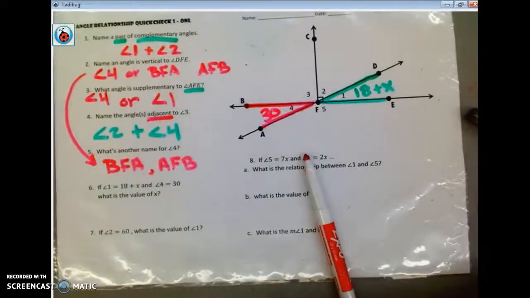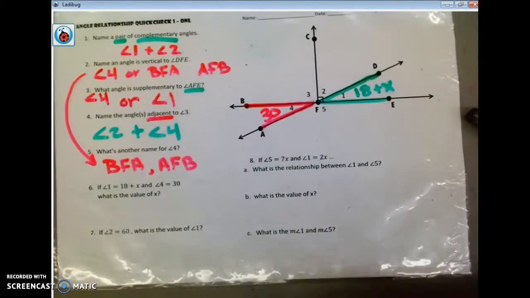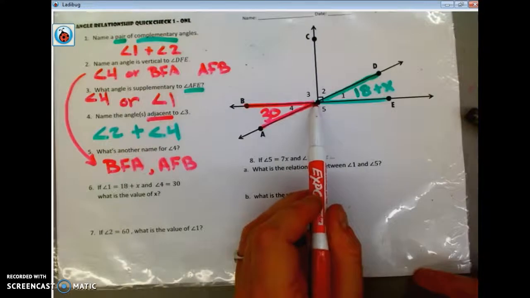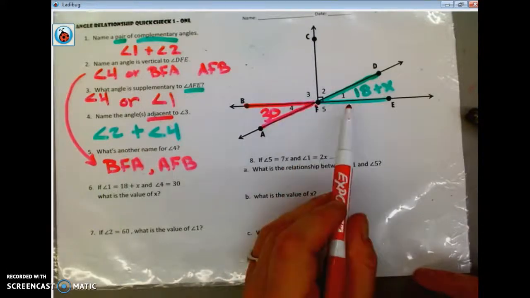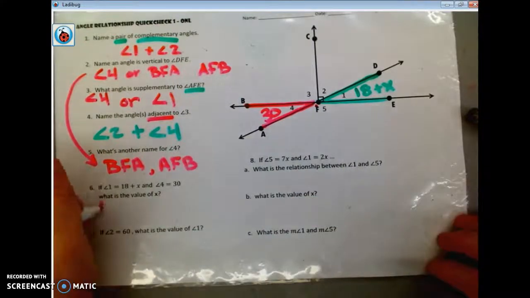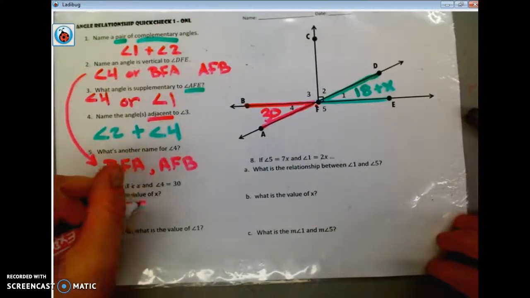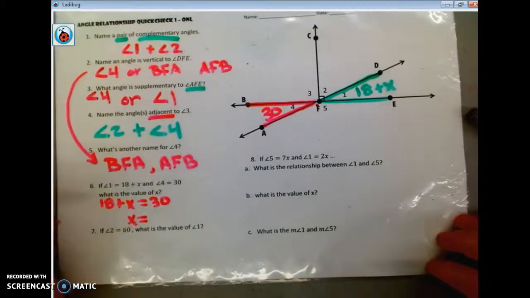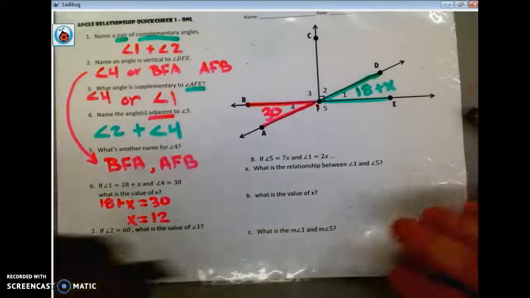Well, they're not next to each other and forming a straight line, so they're not supplementary. They're not next to each other and forming a right angle, so they're not complementary. But instead, they make a matching V, kind of like little wings. They match at the vertex. They're opposite each other. That's the definition of vertical. And vertical angles are equal. So 18 plus x equals 30. Subtract 18 from both sides, you would get x equals 12. Alright?